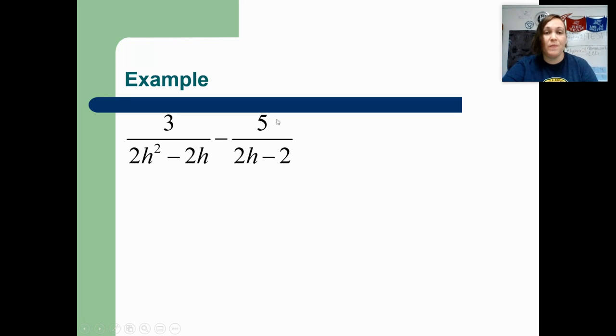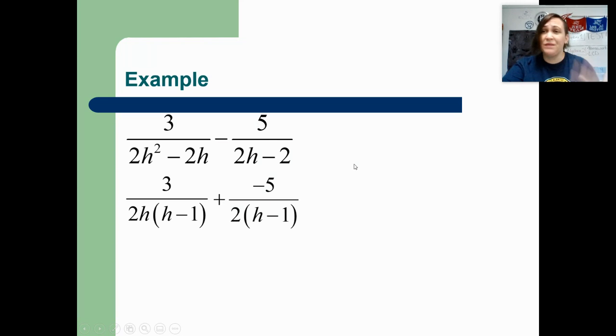So on this problem, the first step is to factor our denominators. Anytime that you see adding or subtracting in the denominator, you need to factor first. Both of these have a GCF. My first one has a GCF of 2h, and my second one has a GCF of just 2. Now I'm also going to push this minus sign up to the top just to make sure that I don't make a mistake later.